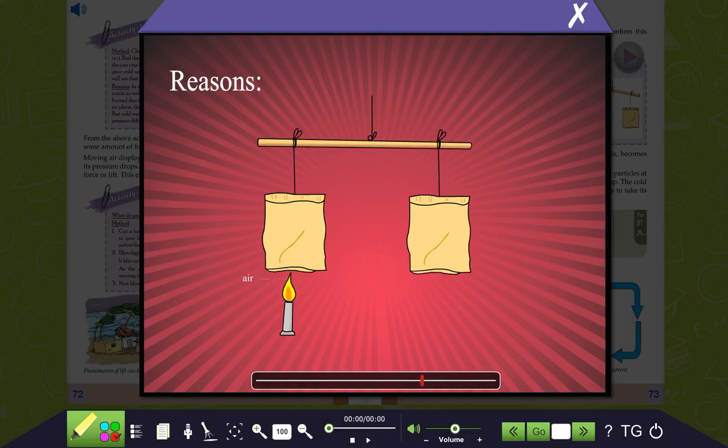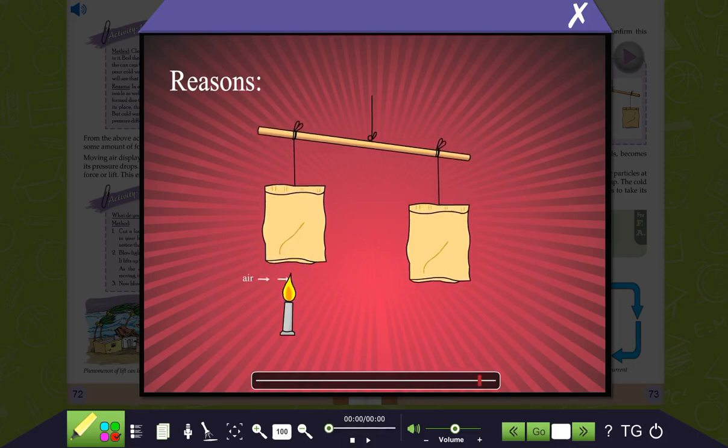Reasons? The air between the bag and the candle flame gets heated up and expands. This hot air becomes lighter and rises up to fill the inverted bag, causing it to move up.